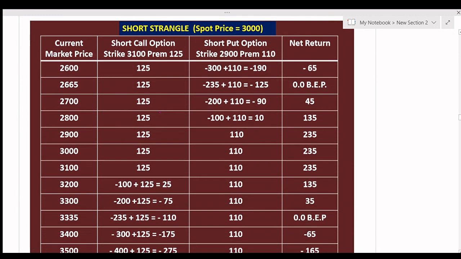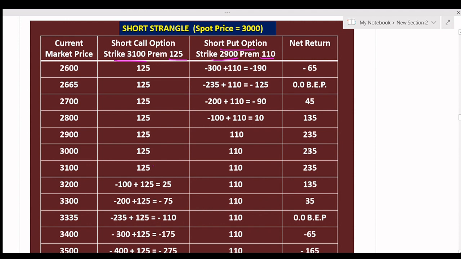Short strangle, spot price is 3000, current market price. Now short call option, strike price is 3100, which is higher than the spot price, and premium is 125. Here short put option, strike price is 2900 and premium is 110.